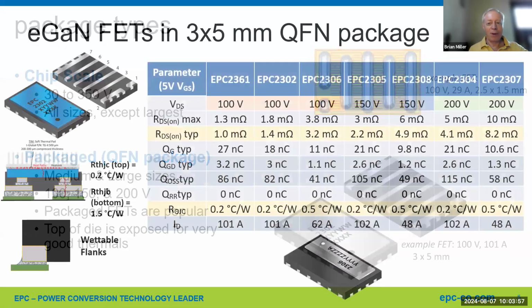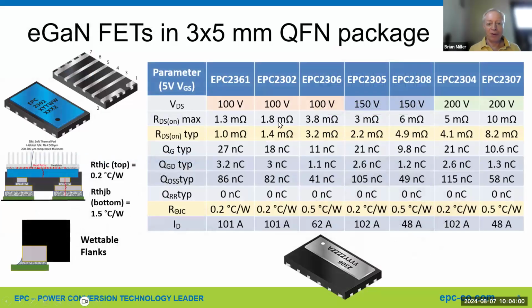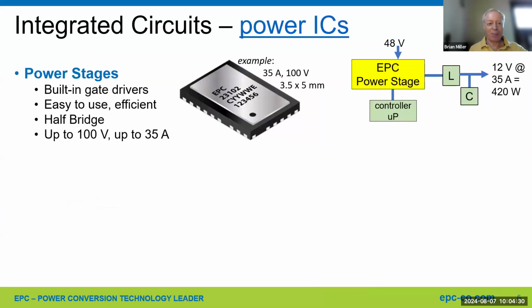To go into a bit more detail, here's a little chart of them: 100, 150, 200 volts, different RDS-ons, including down to 1.0 milliohms typical. And just a few little details. They have excellent thermal conduction. A lot of them have 0.2 degrees C per watt, high current ratings, and so forth. And many people say they're nice because it's easier to solder them and to see whether they're soldered. So those are the two types of FET packaging we make.